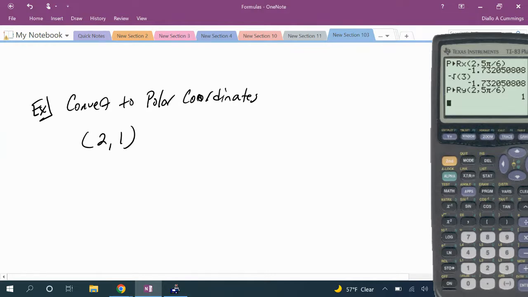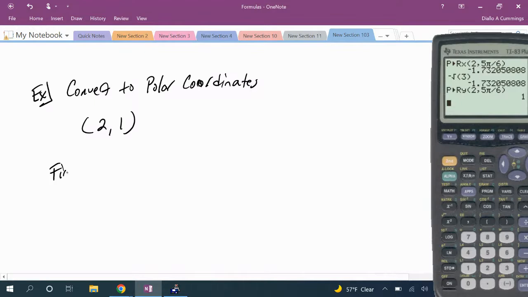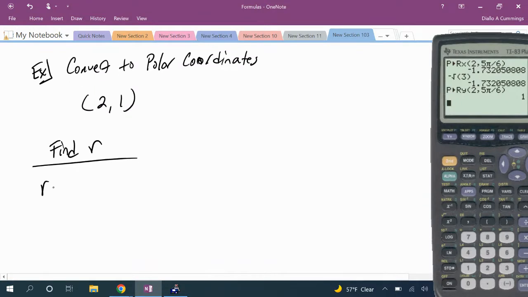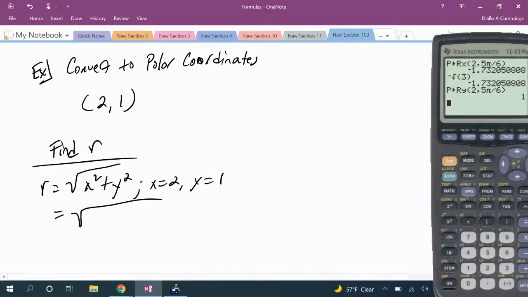Right, so the first thing we're going to do is find r. There was a formula for r: r is equal to the square root of x squared plus y squared. We're going to substitute x for 2 and y for 1. So we have the square root of 2 squared plus 1 squared, which is the square root of 5. So r is equal to the square root of 5.